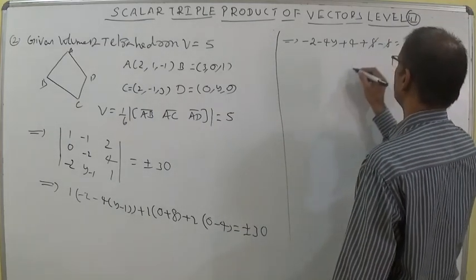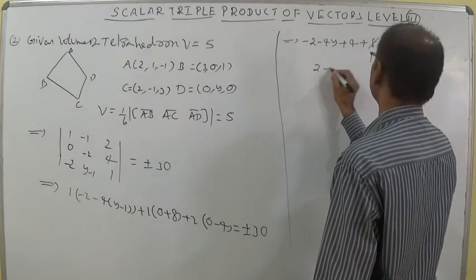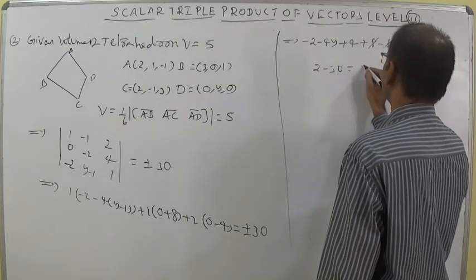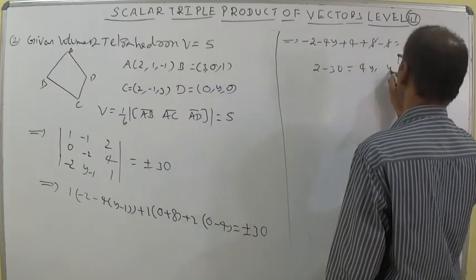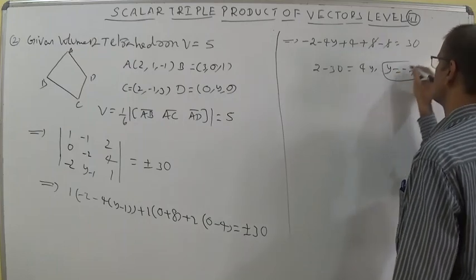Here 8 and 8 will be getting cancelled. 4 minus 2 is 2. 2 minus 30 we can write. 2 minus 30 equal to 4y. 4y is equal to minus 28 and y is equal to minus 7.